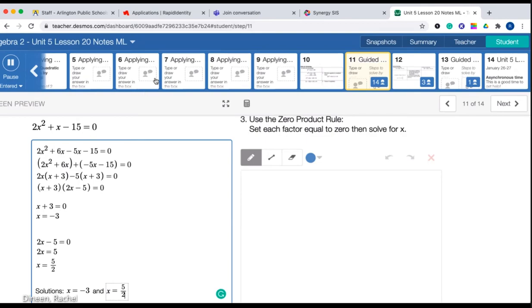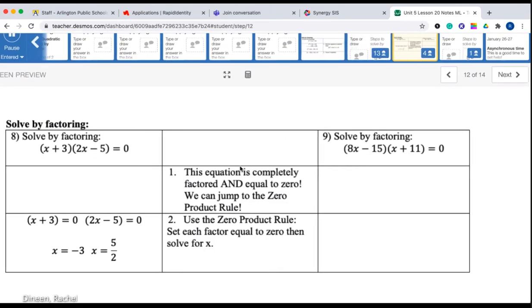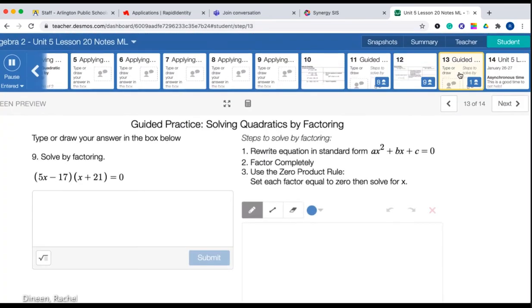All right, so let's move on to slide 12. Again, solve by factoring. This equation is already completely factored and set equal to 0, so we can go straight to the zero product rule, which is setting each factor equal to 0. Notice these are the exact same factors that we just did in the previous problem, but sometimes the hard part is done for you and the equation is already factored. Let's move on to slide 13 for our last example.